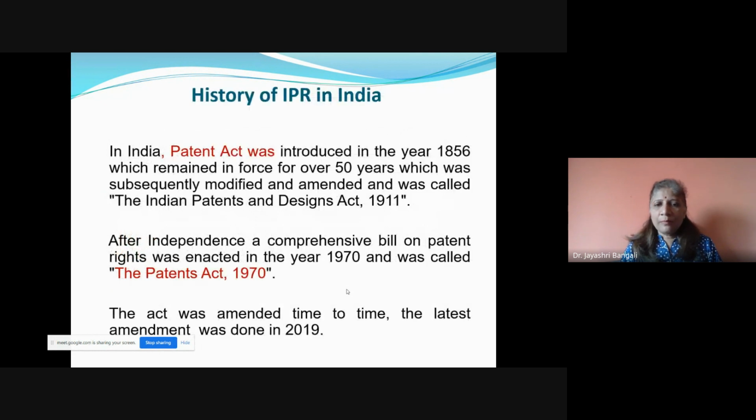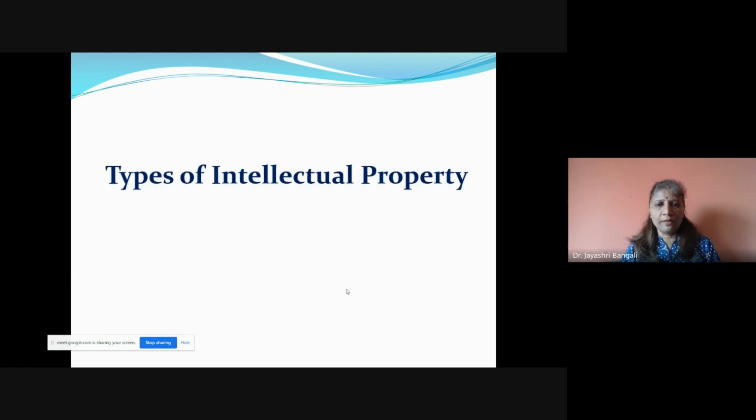What is the history of IPR in India? In India, the Patent Act was introduced in 1856, and then in 1911 the Indian Patent and Designs Act came into force, and then the Patent Act 1970. Actually, this Patent Act 1970 we are following today also. There were a lot of amendments done in the act, but the basic act was framed in 1970, and we are following this Patent Act.